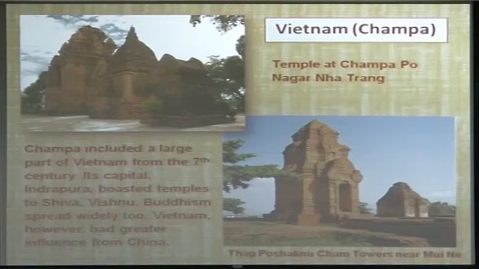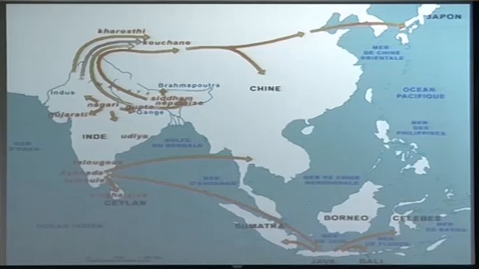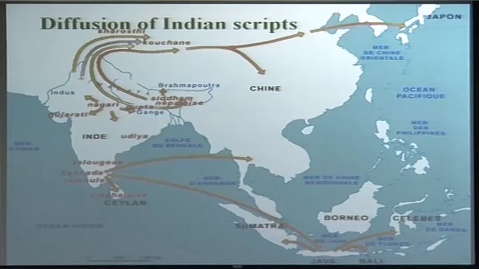These pictures are showing you some of the structures there. So as I said, it's not just the religions, sometimes architecture, of course, plenty, the arts, sometimes a little bit of science, the literature, the epics in particular, the mythology, but also the scripts. And here you see a map drawn by a French scholar showing you the diffusion of Indians.